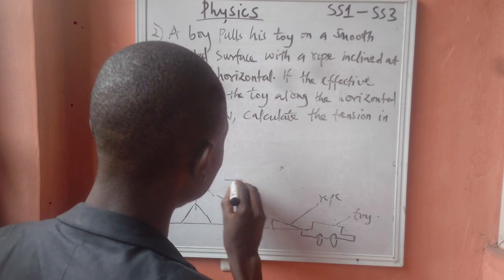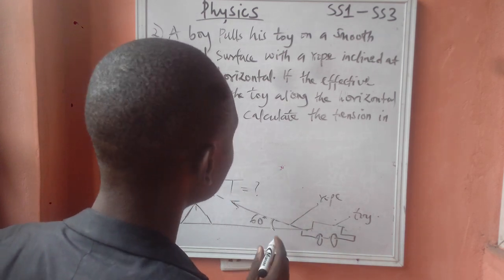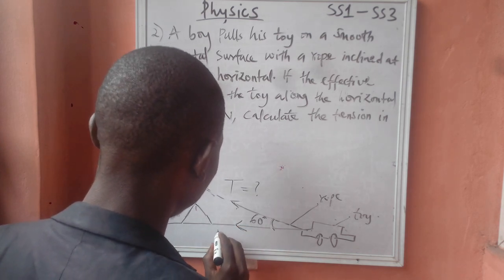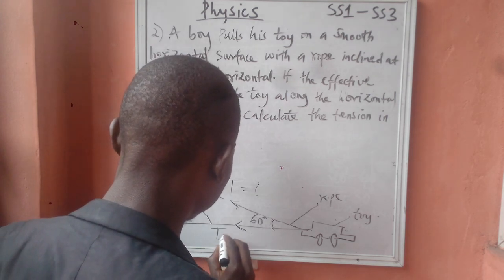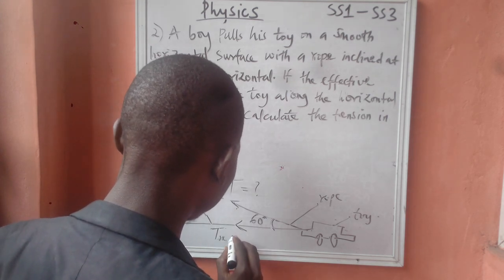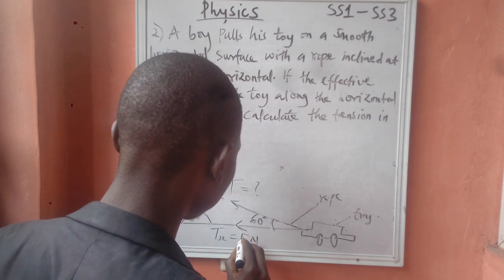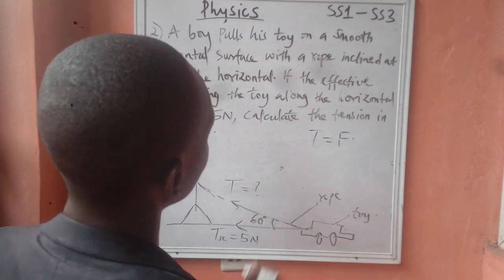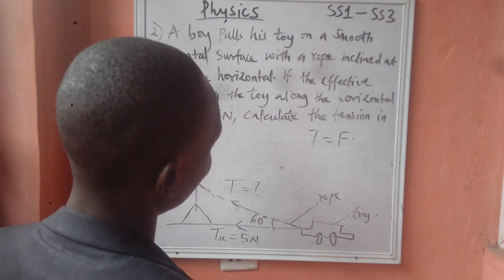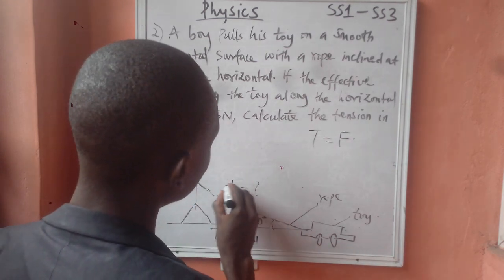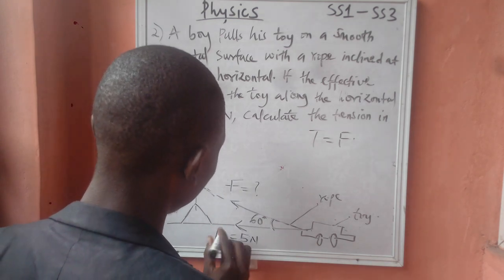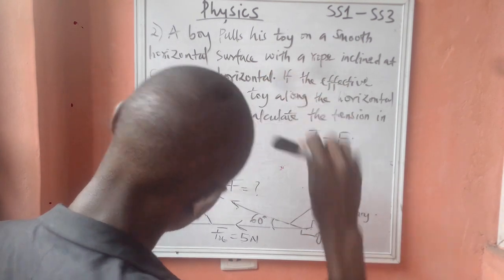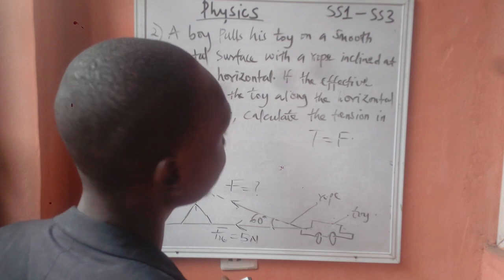The tension in the rope, T, is what we are looking for. The effective force pulling the toy on the horizontal axis is Tx, and Tx is 5 Newton. Now you know that tension is actually a force, so in essence I can still call this F, and call this Tx, Fx.